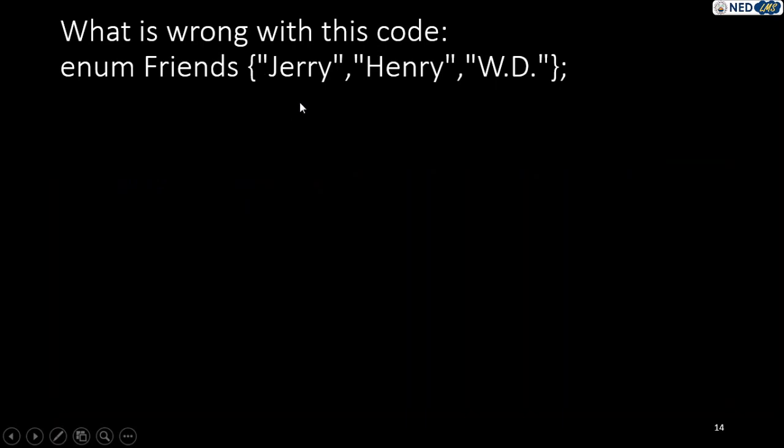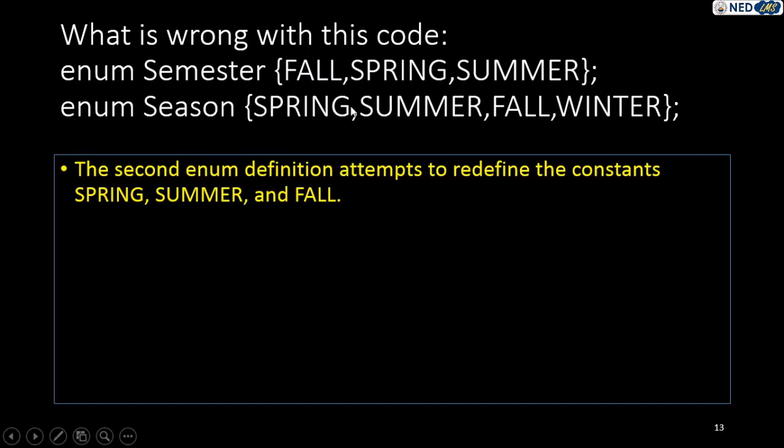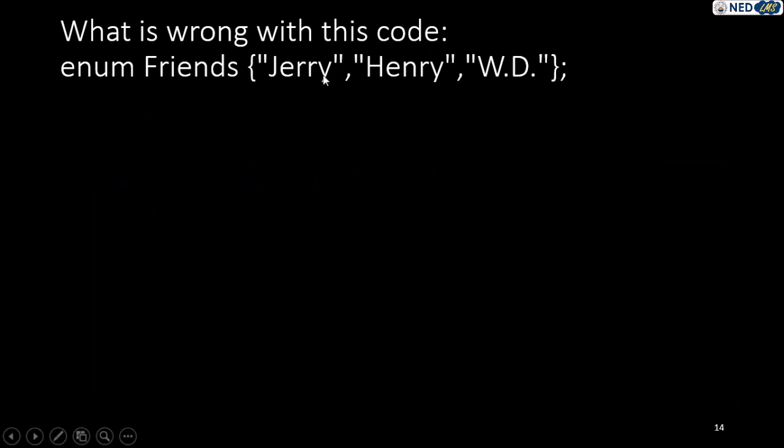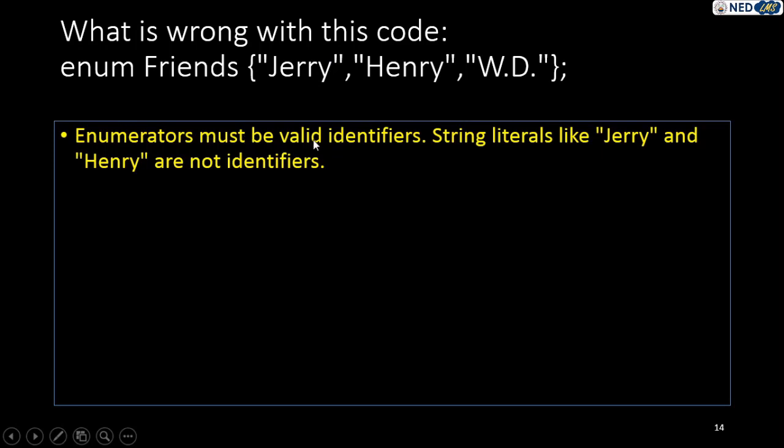What is wrong with this code? Jerry, Henry, and WD. These are valid identifiers. You could start them with an underscore, they could contain a letter, they could contain a number, no problem at all, but you cannot use strings as the identifiers of constants. These are essentially strings, but enumerators must be valid identifiers. String literals like Jerry, Henry are not identifiers. You cannot have a string as the name of some constant.